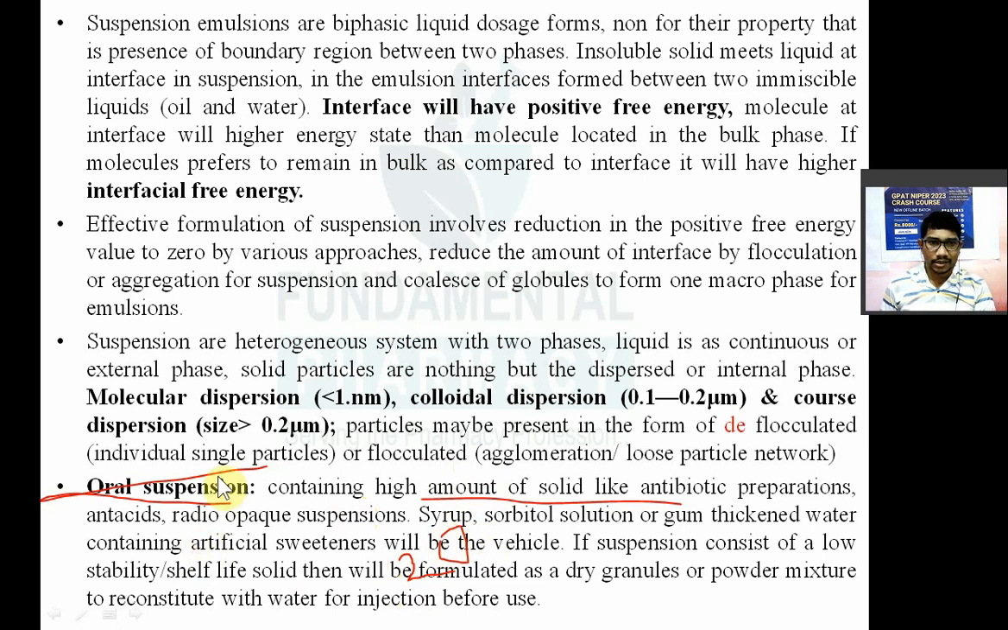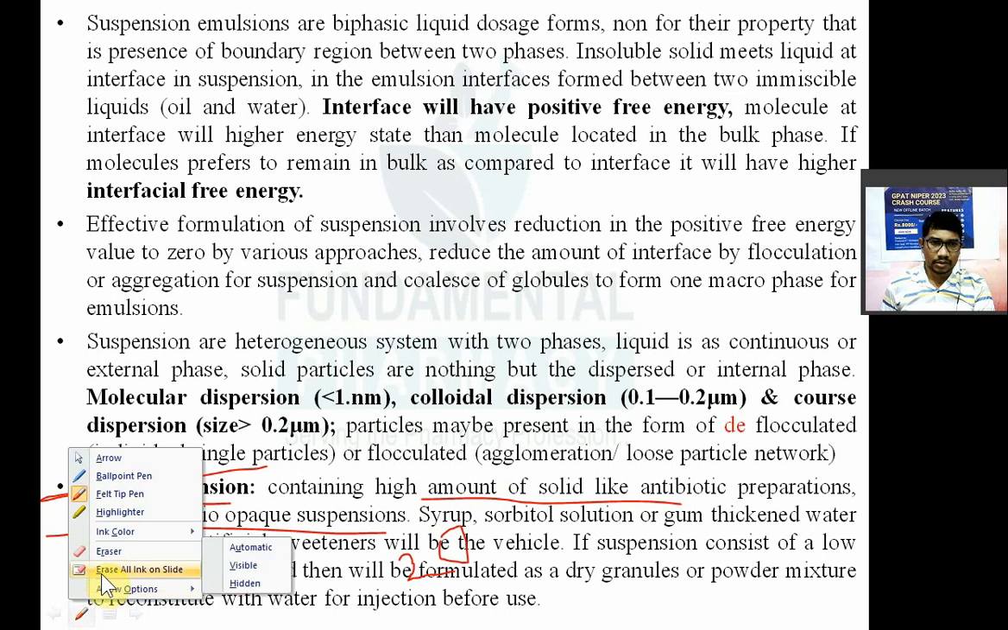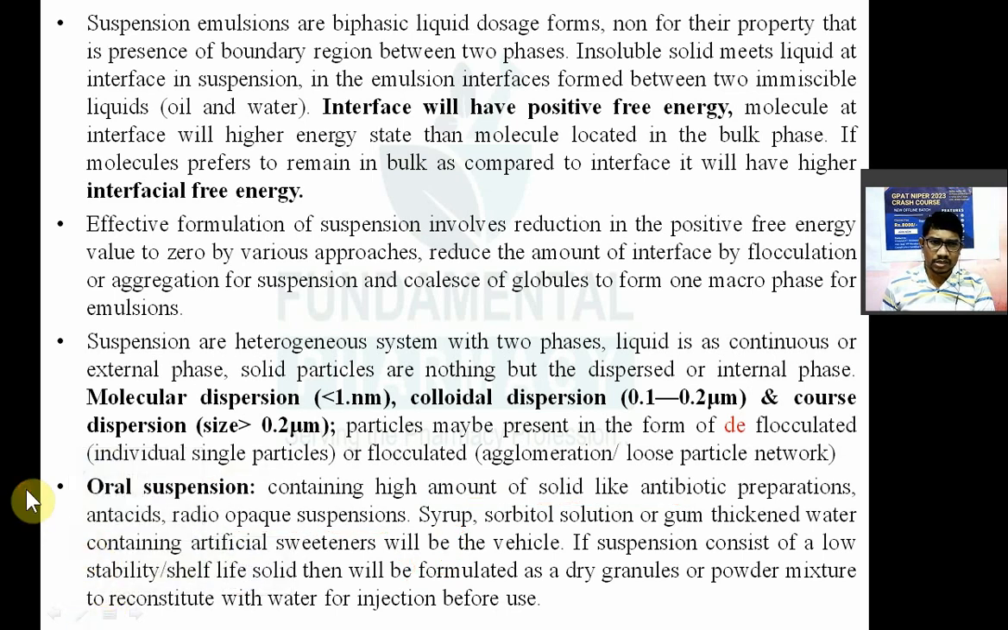50%. एक एंटीबायोटिक, एंटासिड, रेडियो ओपेक सस्पेंशन, सिरप. Okay, so preparations containing antacids, radio opaque agents, antibiotics, you can have a concentration of your particles up to 50%. So in the oral suspension the suspended particles may be up to 50% in case of antibiotics. Now the dispersion medium used is nothing but syrup, sorbitol solution, or gum thickened water containing artificial sweeteners.